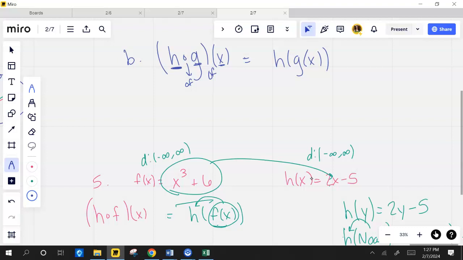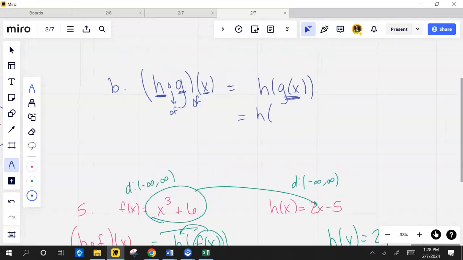So furthest inside, what is G? Oh wait, I didn't write it. What is G? Cube root of 4X. Oh, sorry, I was looking at the other one. So it's cube root of 4X. You're exactly right. Thank you. Yes, he's right, because you already jumped ahead, Noah.